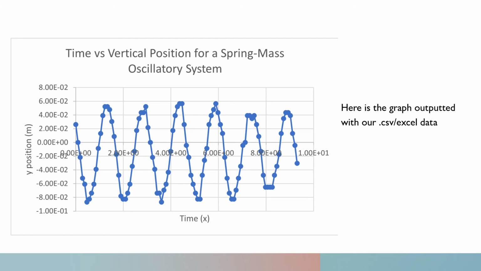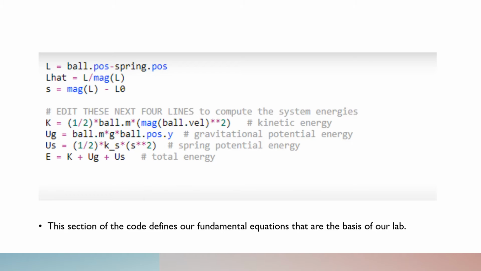Here we outputted our data with our .csv and Excel data, and this is the graph I formulated. Here we have the GlowScript code. These are the fundamental equations to find energy, as well as to find L. Here we have L is equal to ball position minus spring position, L hat, and then S.